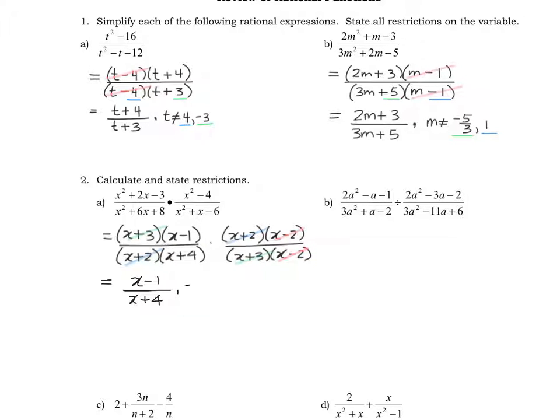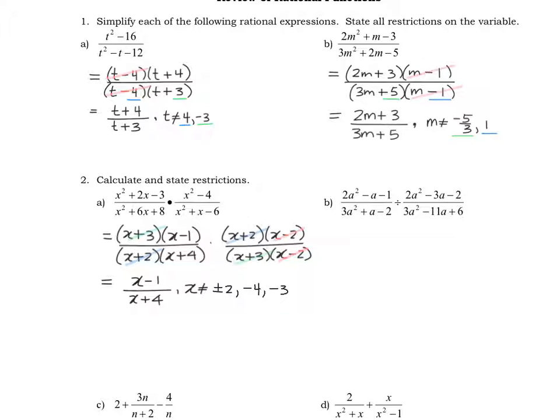So x cannot equal, I have to look at 4 spots right now. Look at here: denominator, denominator, denominator, denominator. So based on all of that, I can say x cannot equal positive or negative 2, can't equal negative 4, and it can't equal negative 3.